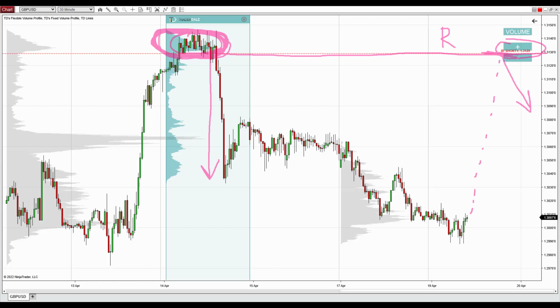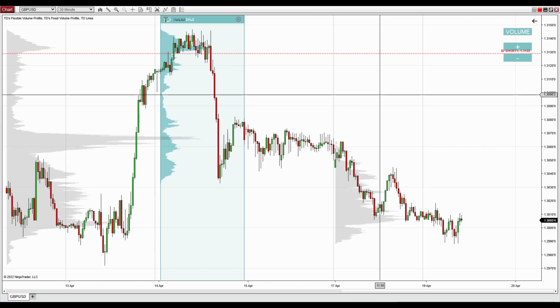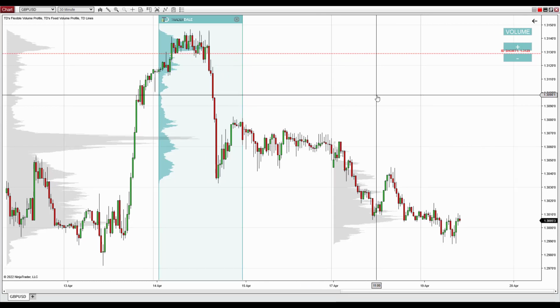The setup which I used here is called the volume accumulation setup, and if you want you can read more about it in the book, which is freely available on my website. You just download it and you can learn more about the setup and also other trading setups that I use. Anyways, that's for the British pound.